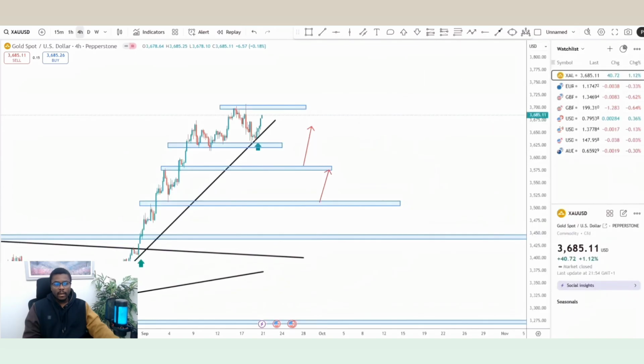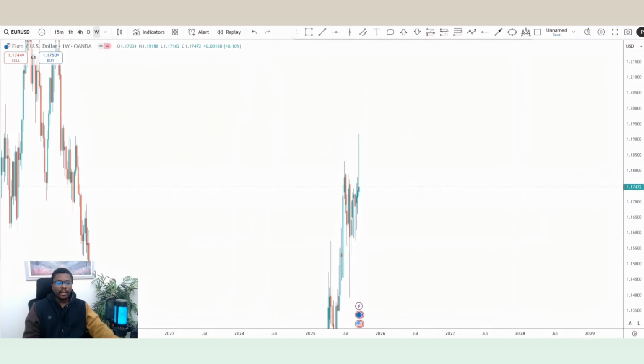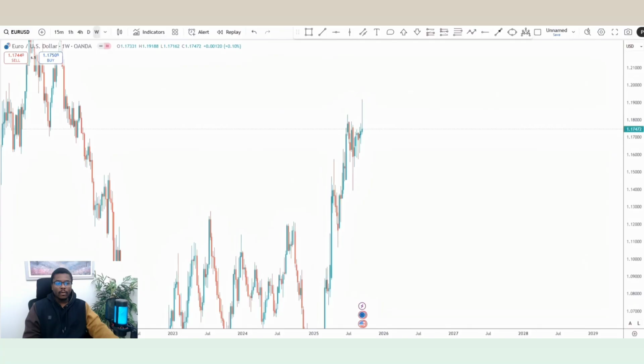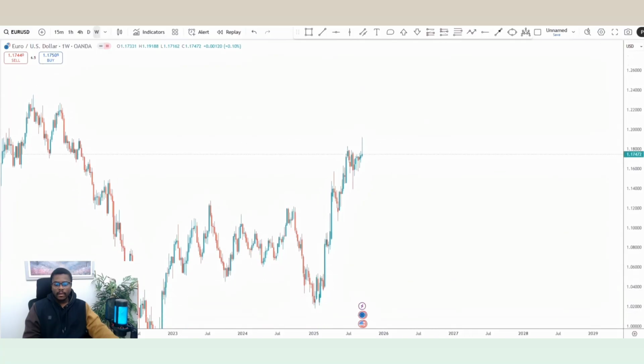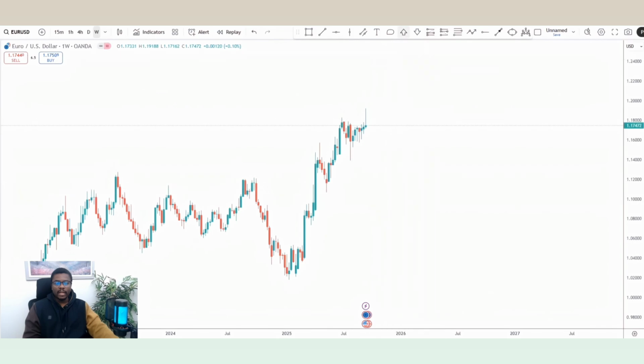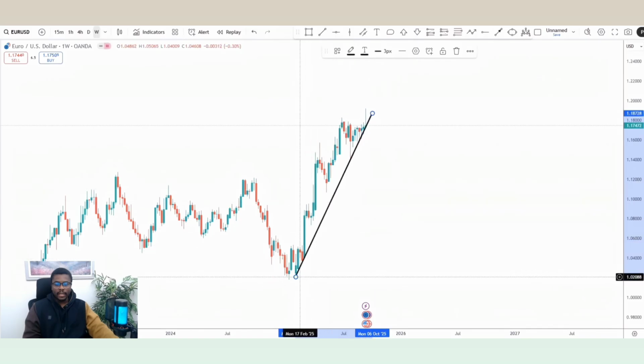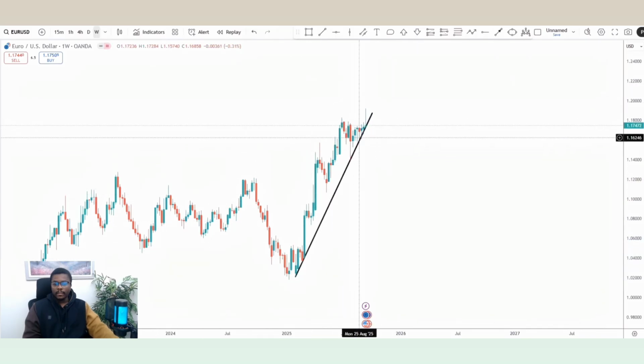Next, I'll be talking about my EURUSD trade. Again, starting from the weekly time frame and then working my way down to the 4-hour time frame. So on the weekly time frame, as I mentioned the previous week, we were looking at a strong uptrend for EURUSD, and we see price bouncing off the trend line several times.